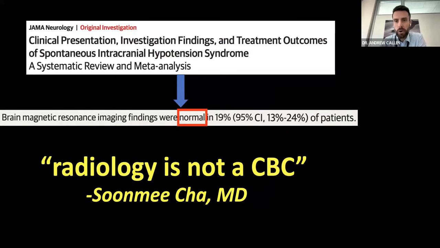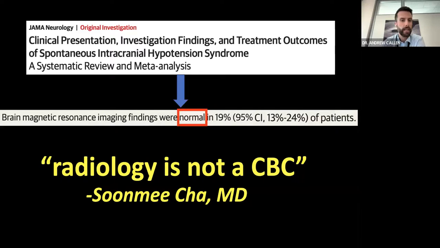Now that we've talked about the Burn score and what findings can be present on an MRI of the brain, it's really important to remember that not all MRI brains are going to be grossly positive. One study that gets cited frequently in the context of spontaneous intracranial hypotension is this meta-analysis from JAMA Neurology, where they reported that brain MRI findings were normal in approximately 19% of patients with proven spinal CSF leaks.